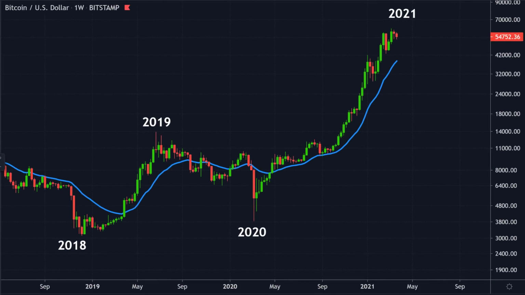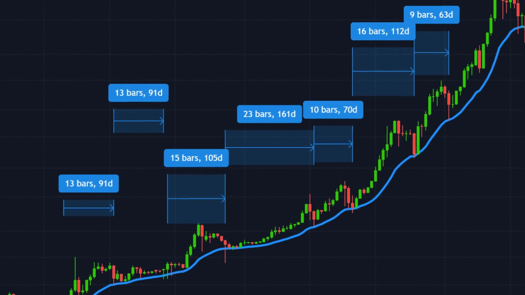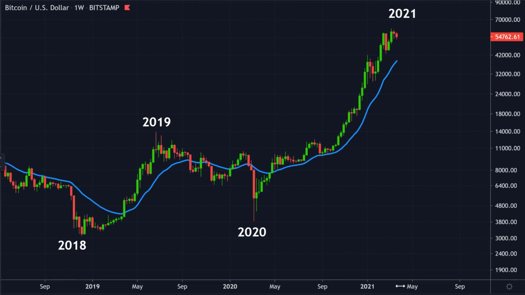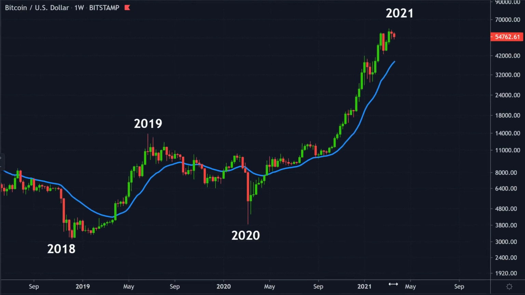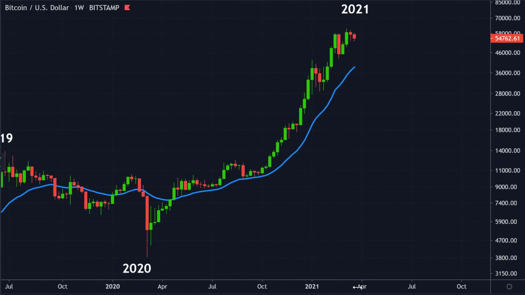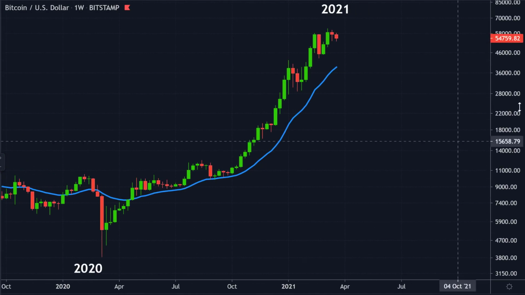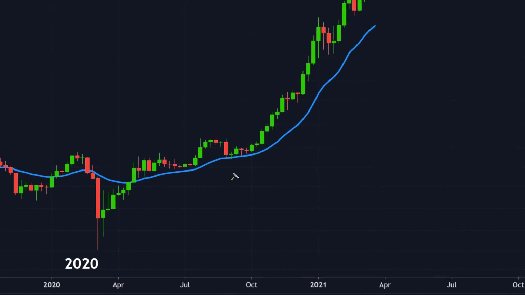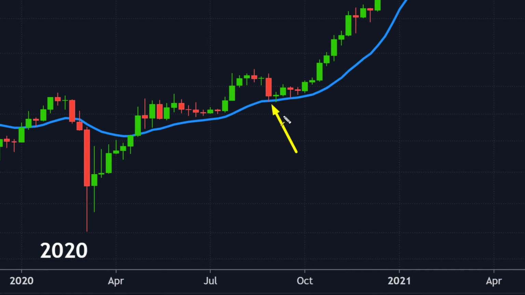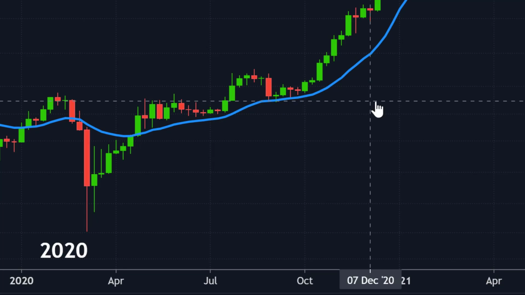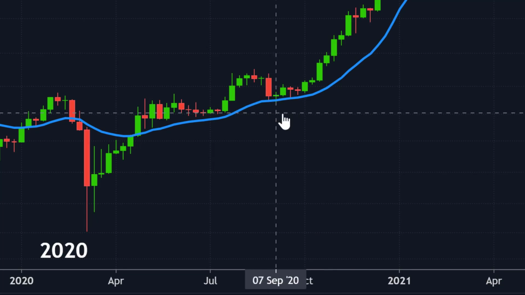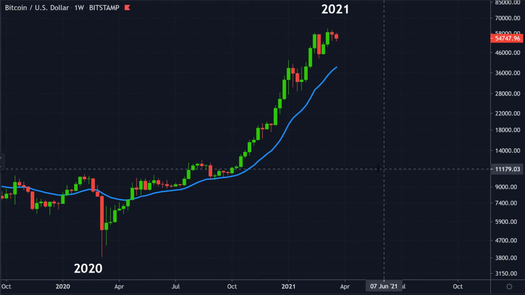Now, before I show you this chart over here and what this potentially means, let me just say this: the last time Bitcoin touched its 21 weekly moving average, as you can see from my chart, was in September of 2020. September of last year was the last time we touched base with the 21 weekly moving average. Now you're probably thinking, well, so what?